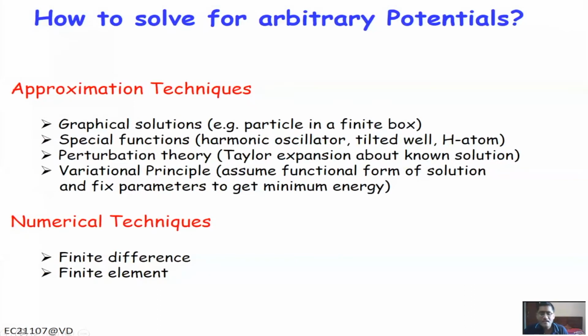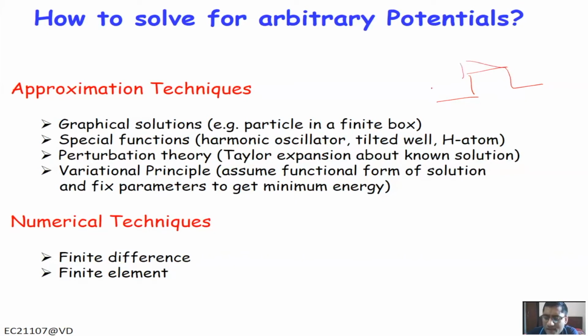So how to solve for any arbitrary potential? So far we have seen potentials of regular shape, such as step potential and potential barrier. Even a triangular potential you can solve; it's more complicated, but can be done. There are approximate solutions and numerical solutions. For approximate solutions, you can look for a graphical solution, or a special function, or the harmonic oscillator, tilted well, hydrogen atom.